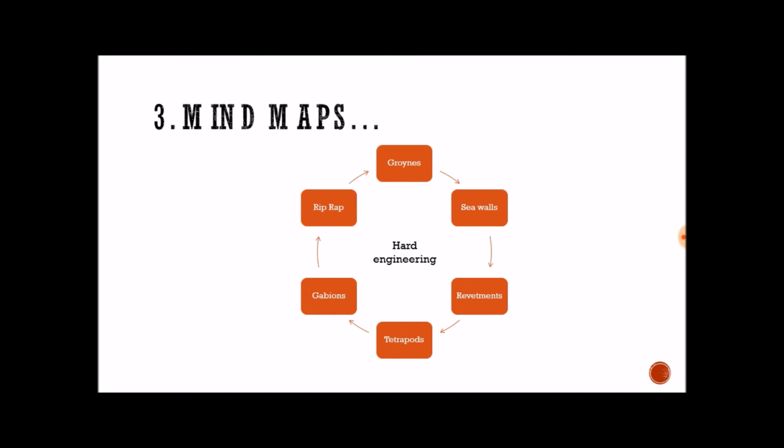So let's take a look at mind maps. In this case, I have drawn a mind map to remember the different types of hard engineering. You can see there is riprap, groins, seawalls, gabions, tetrapods, revetments. So mind maps are a great way to remember stuff about topics. You can create a different mind map for different topics, and so it will be easier for you to remember stuff during the exam. You can quickly revise using mind maps, and so you would get better marks in exams.